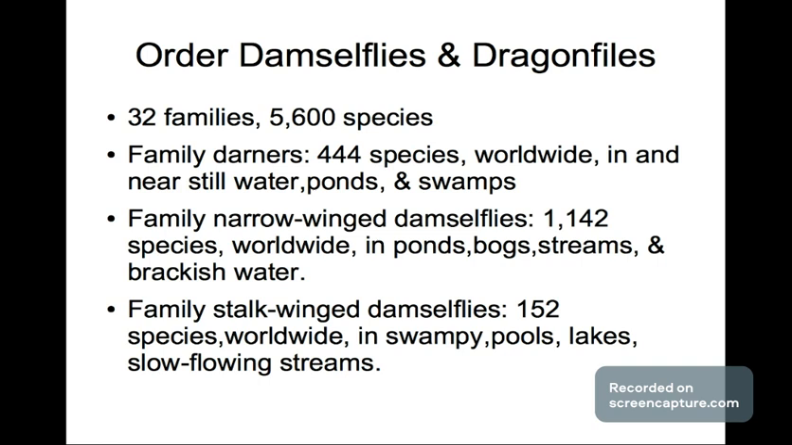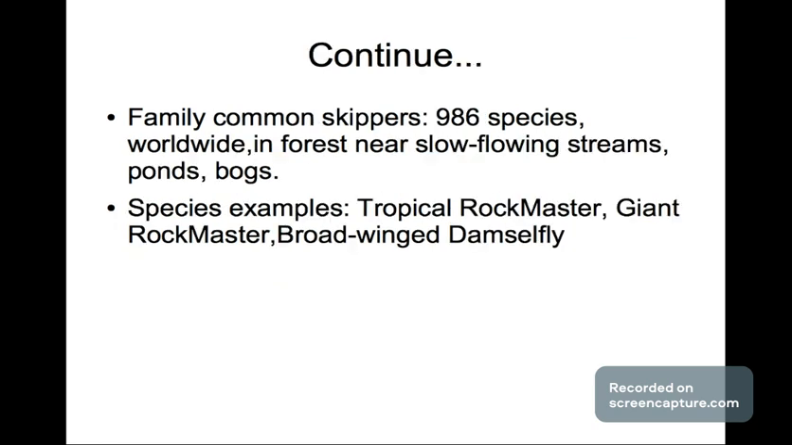The family of spreadwing damselflies has 152 species found worldwide. It lives in swampy pools, lakes, and slow flowing streams. Next we have the family of common skimmers. It has 986 species. You can find it worldwide, in forests near slow flowing streams, ponds, and bogs.